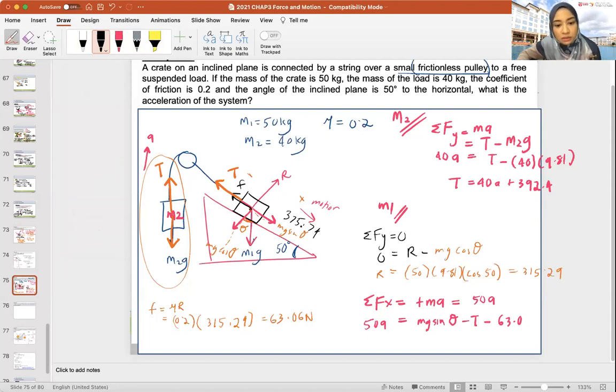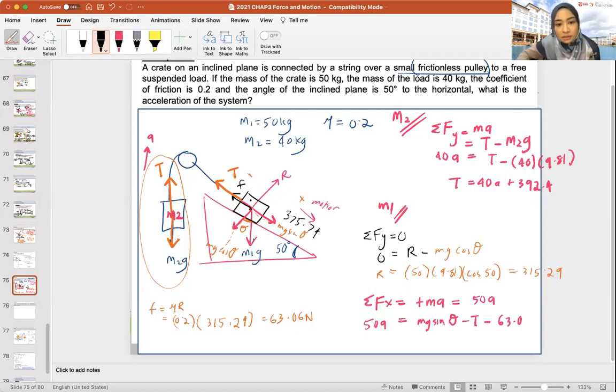I don't need to solve this using anything. This is just the value given. So m is 50, g is 9.81, sin theta is given. I should have found the magnitude earlier, I forgot. So friction we solved using mu R, it's 63.06.